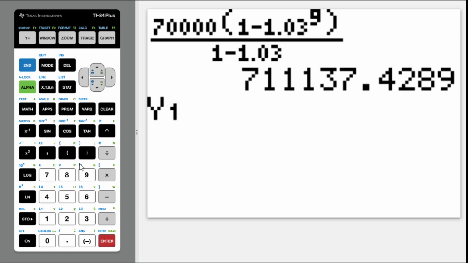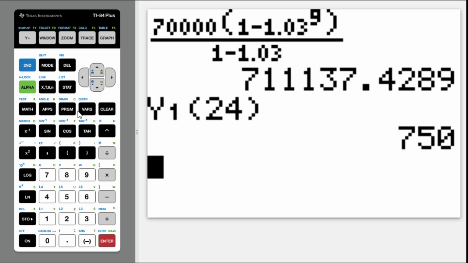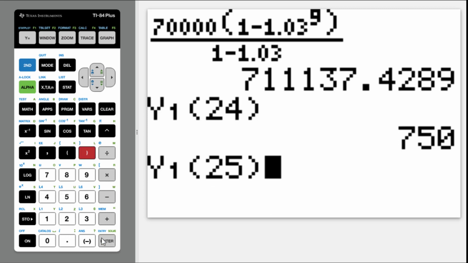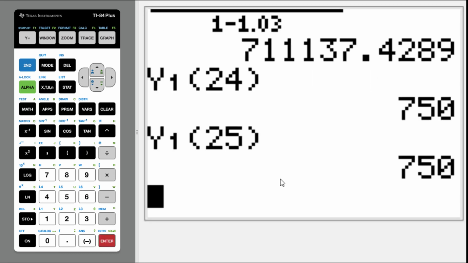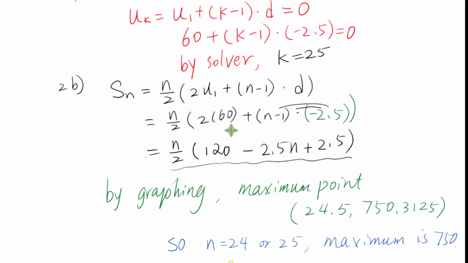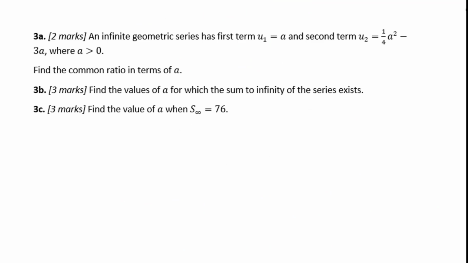Go to Y1, we plug in 24, then enter. 750. Alpha trace, put 25, enter. The answer is the same, 750. So the maximum is 750. Let's go to 3a.